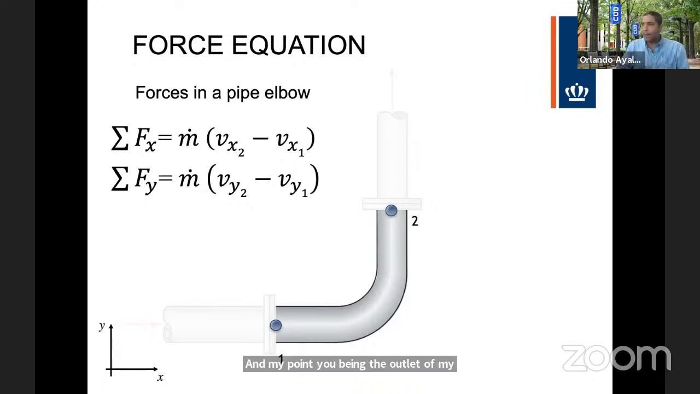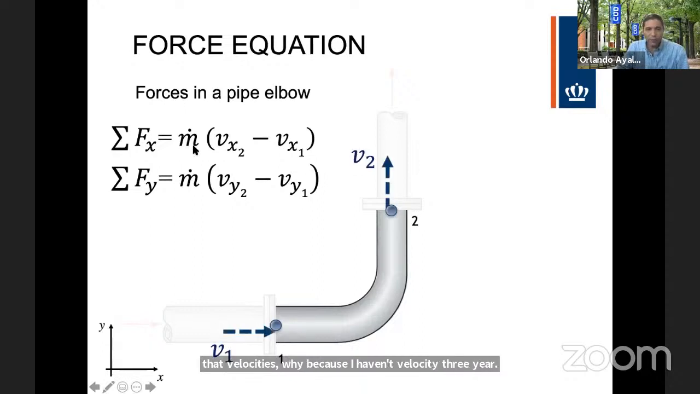Now I can apply my equations. But the first thing I'm going to start identifying is the velocities. Why? Because I have velocities here. So I have velocity 1 and velocity 2. Velocity 1 is the velocity at the inlet. Velocity 2 is the velocity at the outlet.